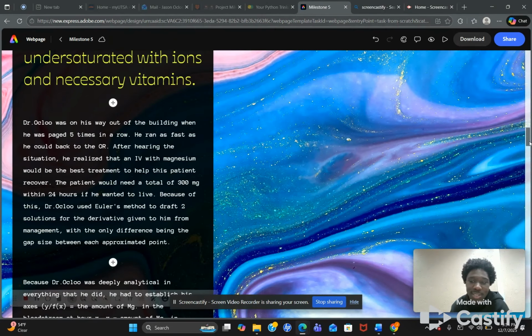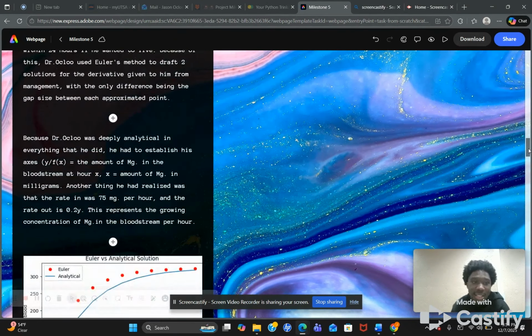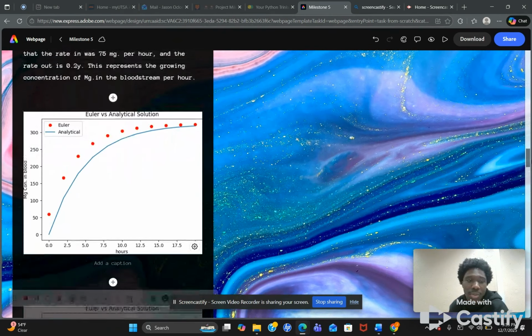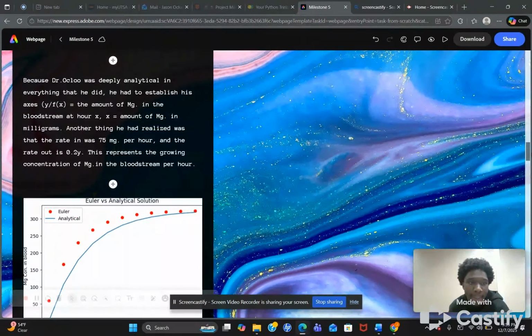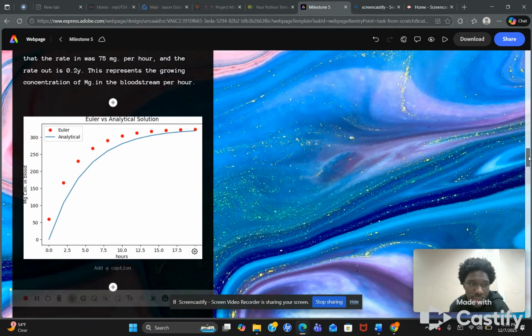Because Dr. O'Clue was deeply analytical in every little thing that he did, he had to establish his axes for the graph that he was given. So y, or f of x, represented the amount of milligrams in the bloodstream at hour x, and x represented the hours. And we can see that on both of these graphs over here. So this first graph, we used the step size of 2, and the total hours went to 20. So we see it starts at 2, 4, 6, 8, all the way on to 20.